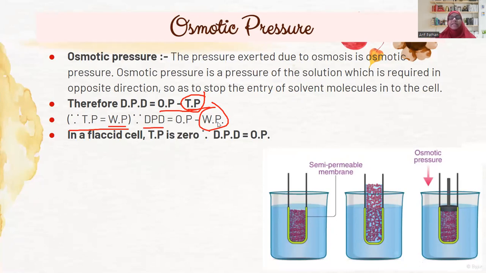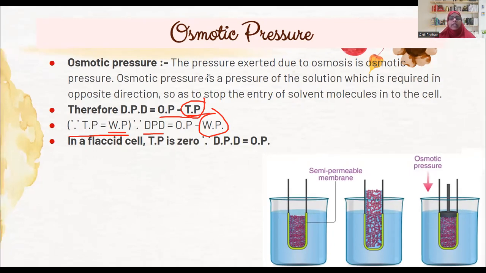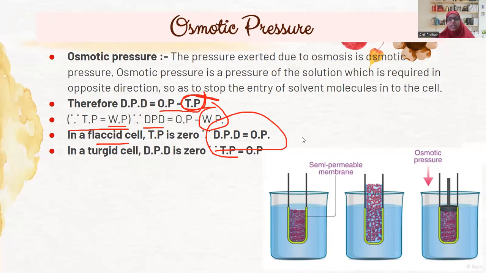So what happens in a flaccid cell, wherein the water has moved out? The turgor pressure is zero. There is no turgor pressure, no wall pressure, right? So this is zero, and DPD will become equal to only OP. The TP is zero in the case of a flaccid cell, whose water molecules have moved out and the cell has become flattened. So DPD, the diffusion pressure deficit, will be equivalent to the osmotic pressure on the cell.